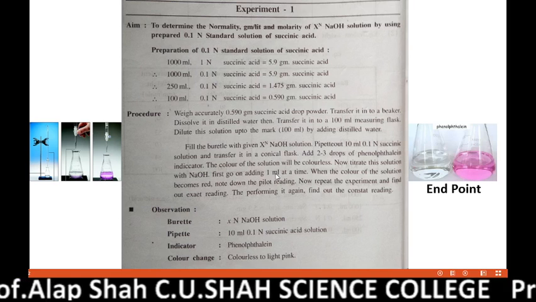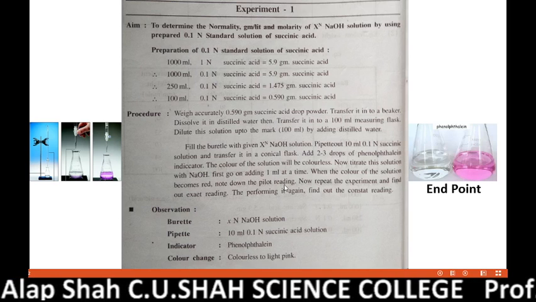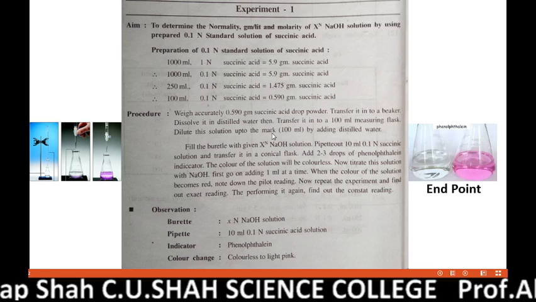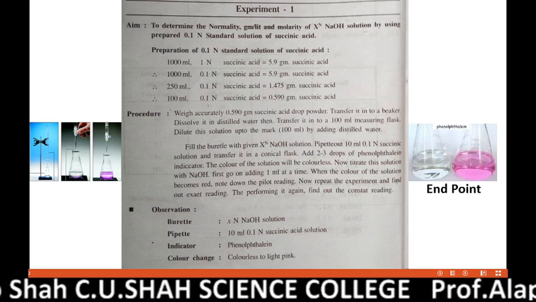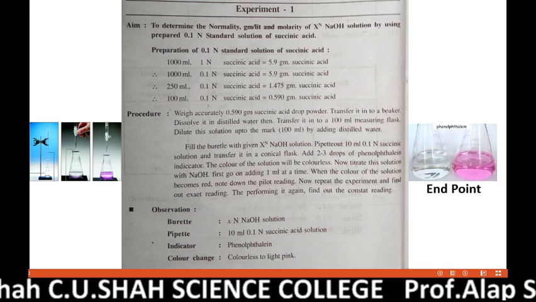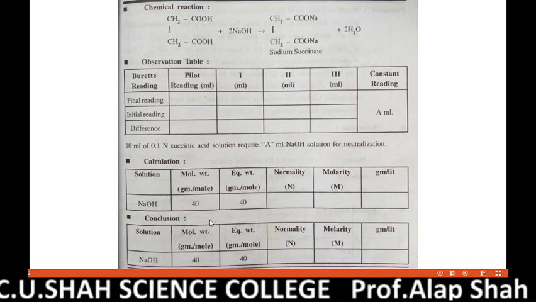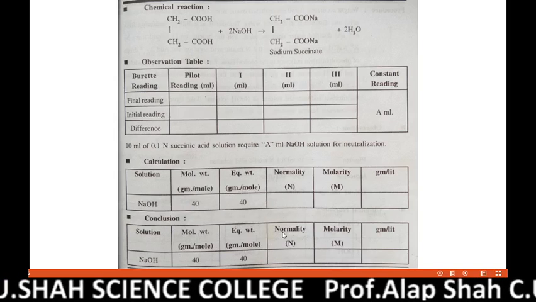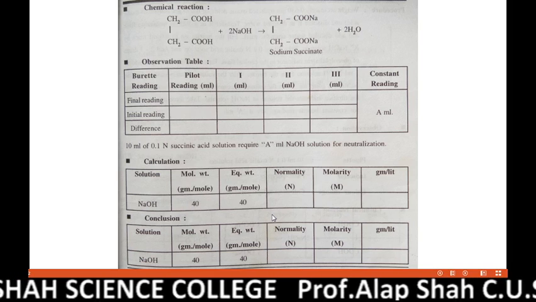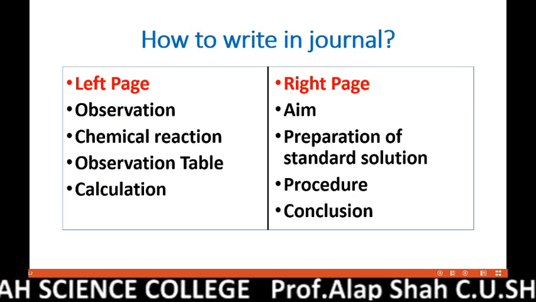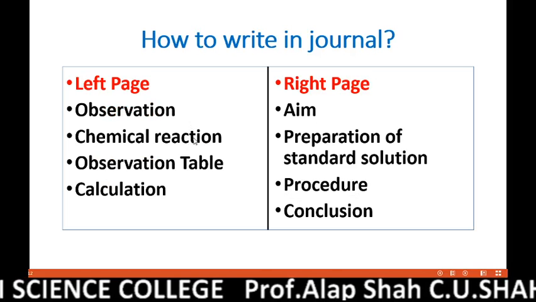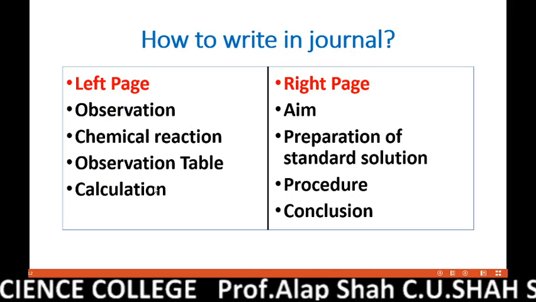Suppose the right side page is complete, then go on to another right side page, turn the page, and so these three things and this conclusion. These are the things you should write on the right side page. On the left side page, observation, chemical reaction, observation table and calculation.